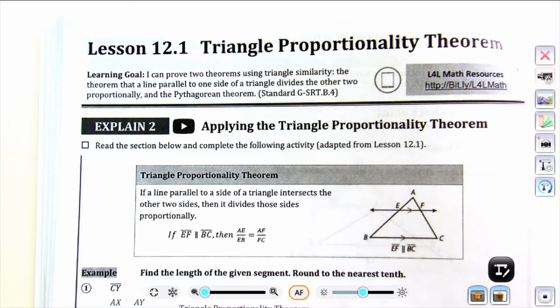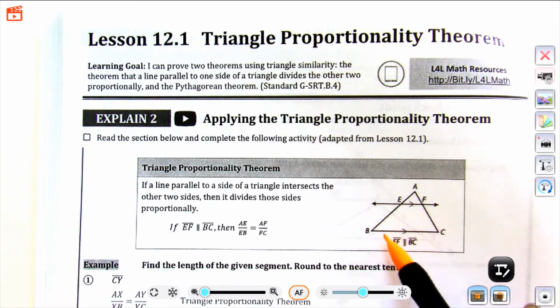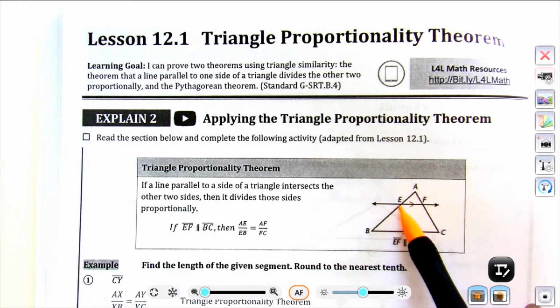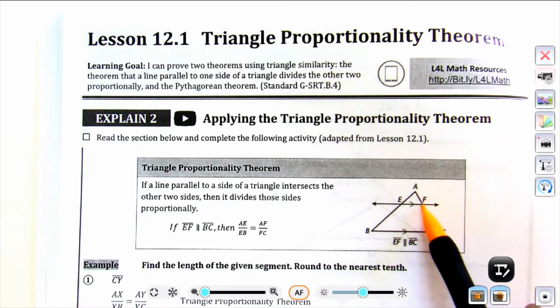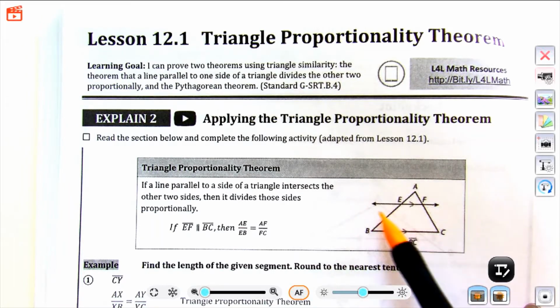So let me explain this diagram right here. You have a triangle. If you have a line parallel to the side of the triangle, so let's say this line is parallel to this side of the triangle, notice that this line intersects the other two sides of the triangle, here and here. What this theorem tells us is that it divides those sides proportionally.